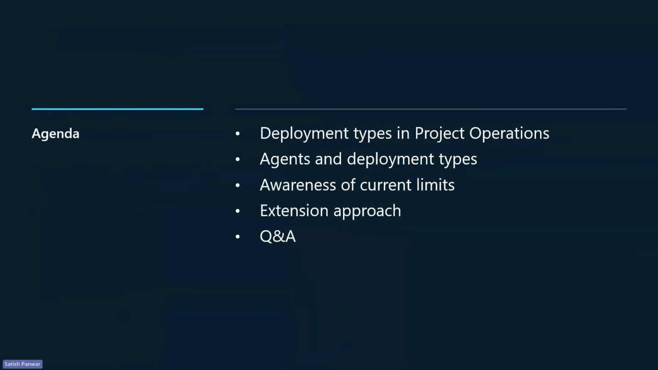As part of today's Tech Talk, we plan to cover various deployment types that are available for Dynamics 365 project operations, agent availability and compatibility with different deployment types. We will also share some of the platform current limits that should be considered when selecting a deployment type, followed by considerations for extensions.